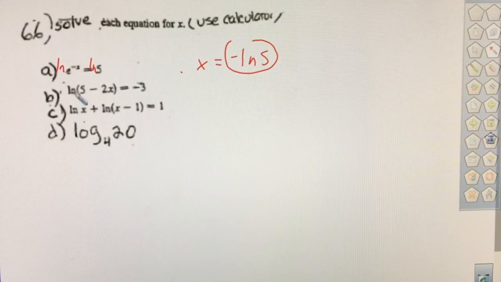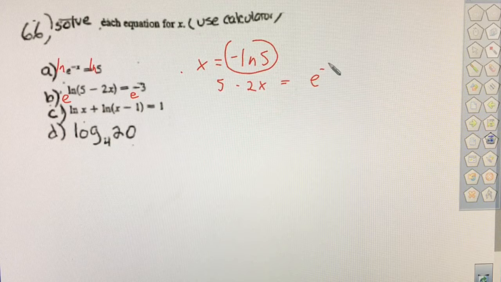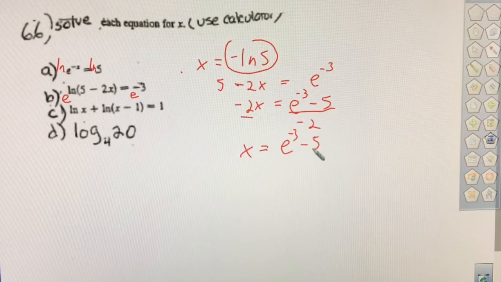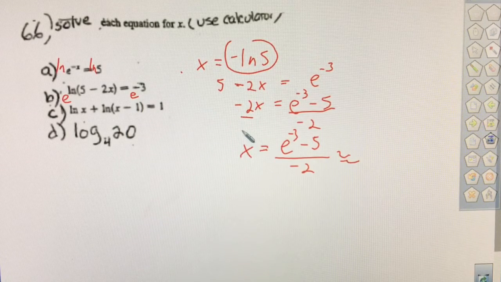This one, I'm going to raise it to the e power to get rid of this, so I'm going to base e it, and you're allowed to do that. So for part b, it's going to be e to the ln. They simplify and eliminate one another, so it's going to give me 5 minus 2x equals e to the -3, and then I'm going to subtract 5 from both sides, so it's going to give me -2x equals e to the -3 minus 5. And I divide both sides by -2. So x equals e to the -3 minus 5 over -2. And this you can type into the calculator and get a decimal equivalent. That's the exact answer for letter B.